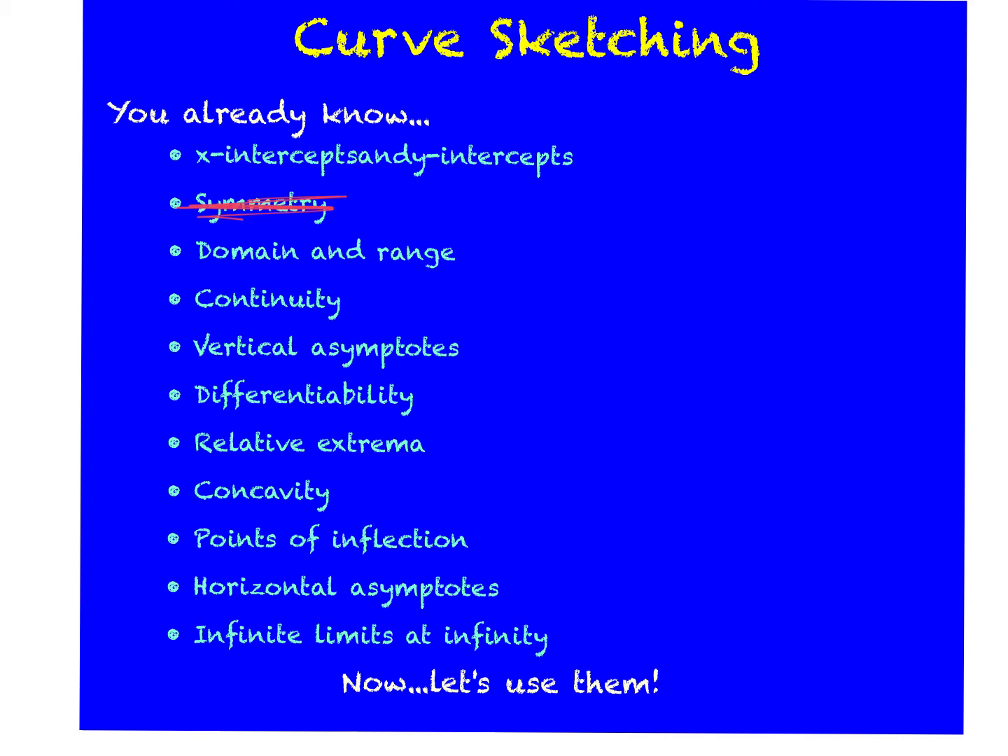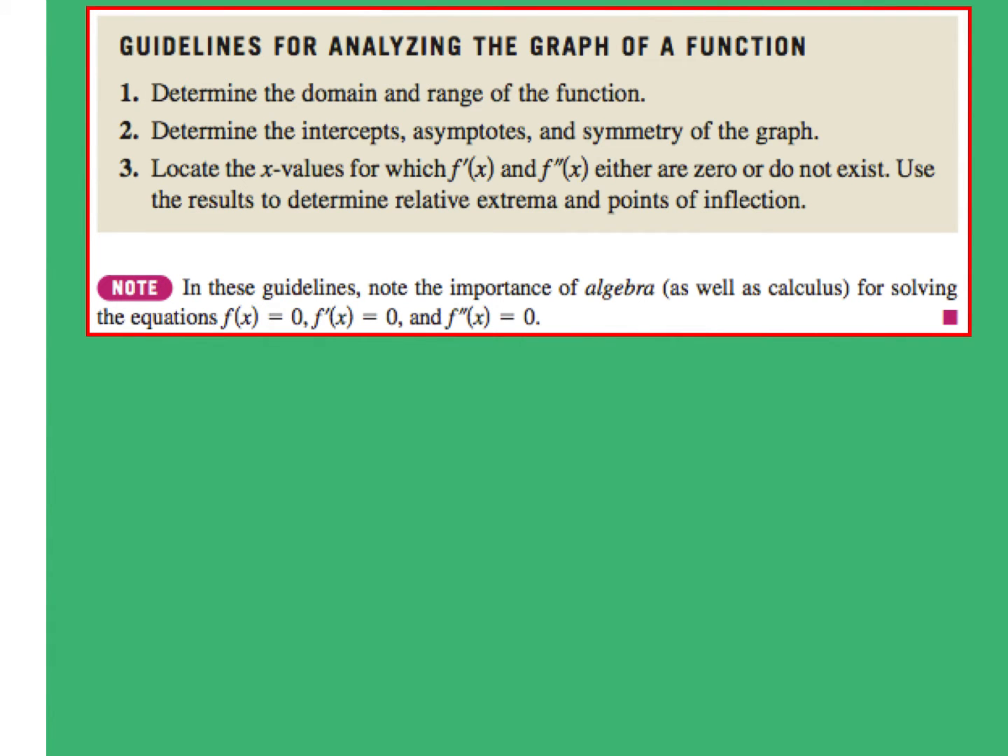Those only happen at what numbers? Critical numbers. Concavity deals with what? The second derivative. How do you get a point of inflection? Okay, what needs to happen in order to get a point of inflection? The concavity changes sign, exactly. And then horizontal asymptotes and limits to infinity, those are the same thing, all right? So there we go. Let's put them into practice.